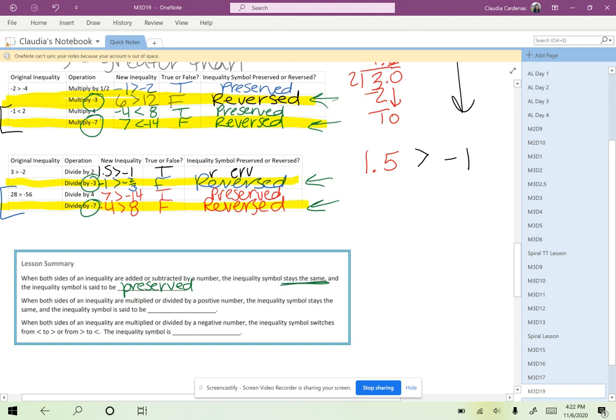But when both sides of an inequality are multiplied or divided by a positive number, so that's going to be important to remember, the inequality symbol stayed the same again. And we said the inequality symbol was said to be preserved, right? So if it stayed the same, it was also preserved.